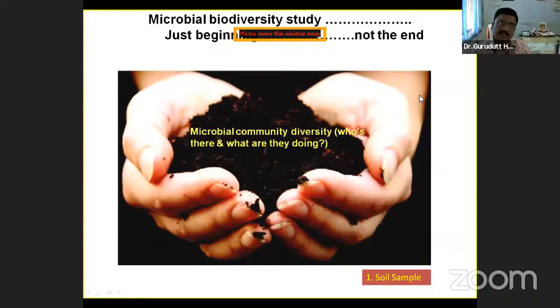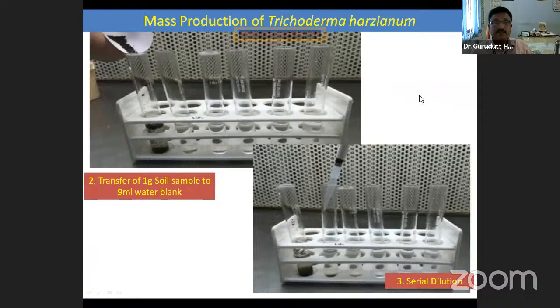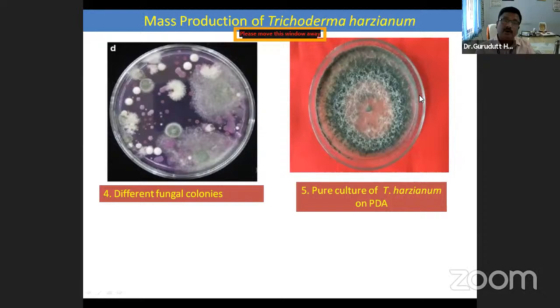And by following the serial dilution technique, and all the students here know it, we take 1 gram of soil sample to a 9 ml water blank, and then go for serial dilution at 10 to the power 4, 5, 6, where usually the fungal population will be more, and 6, 7, 8, where usually the bacterial population will be more. From that dilution, we have to isolate the organisms of our interest.